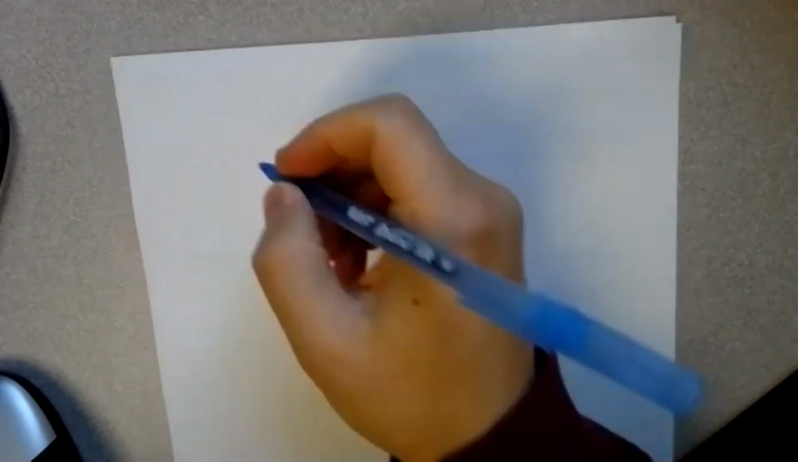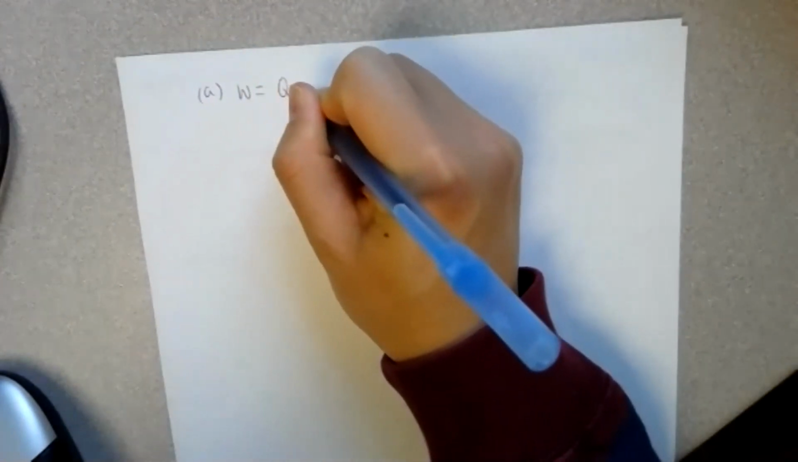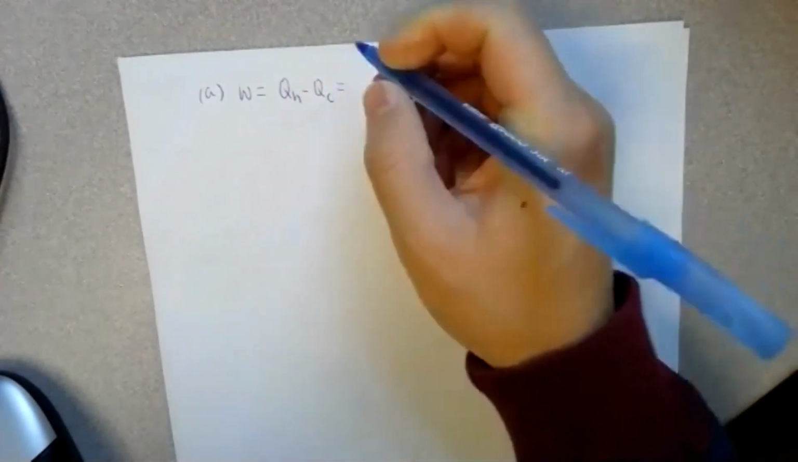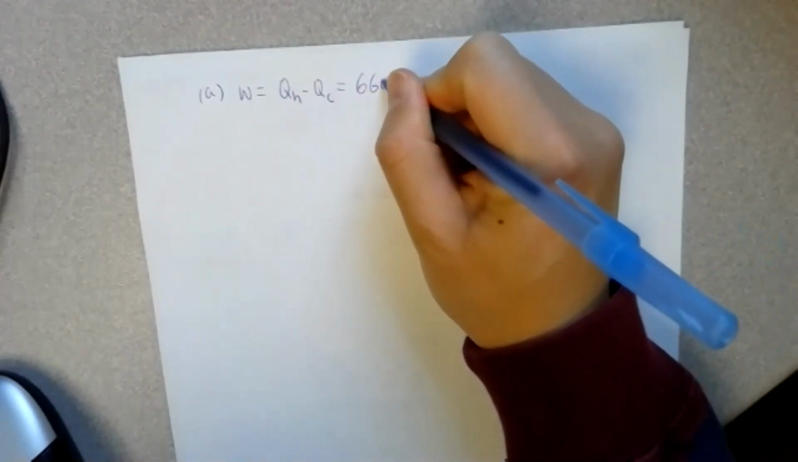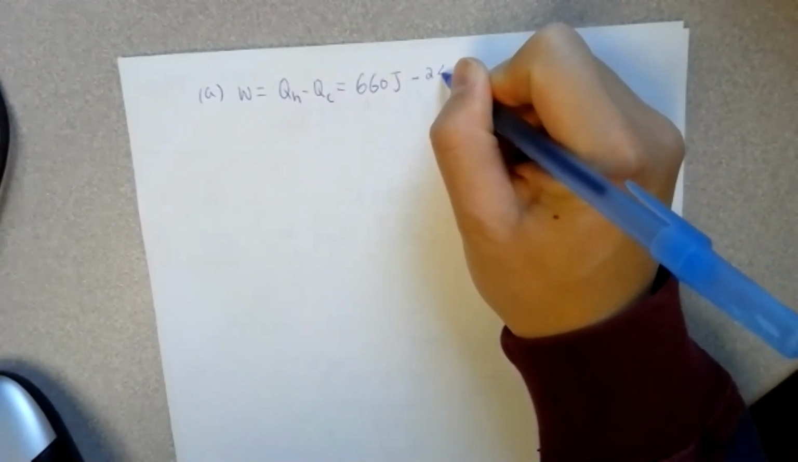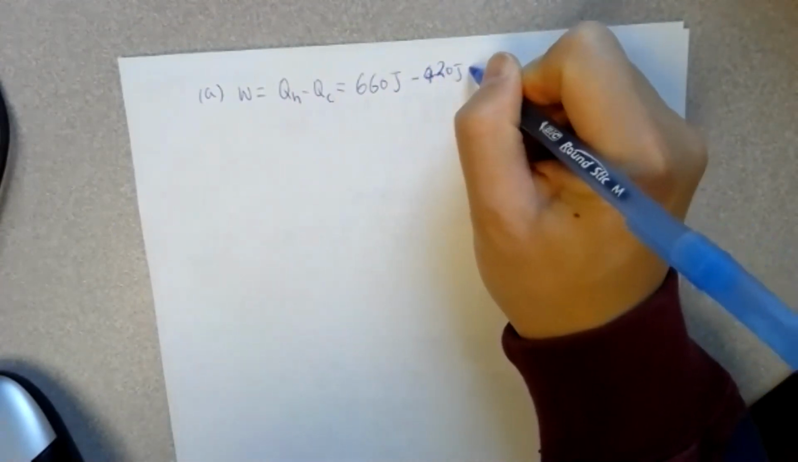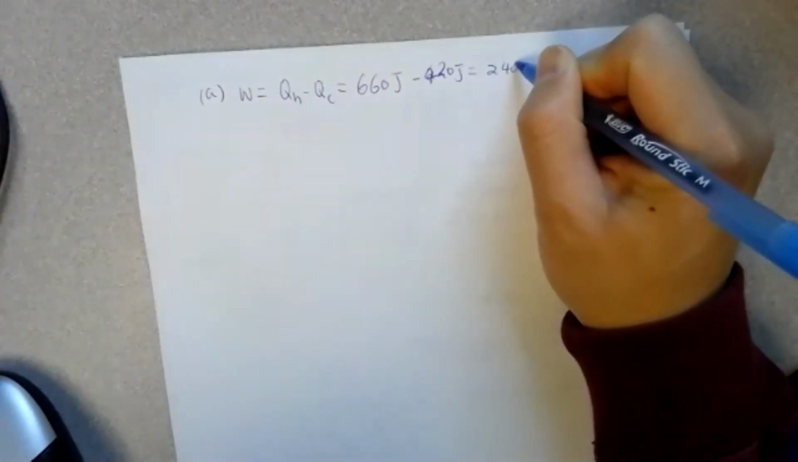All right. So this should be straightforward here. So for A, you're looking for work done. It should be equal to QH minus QC. All right. It tells you QH is 660, and QC is 420 joules. So then work done will be 240 joules.